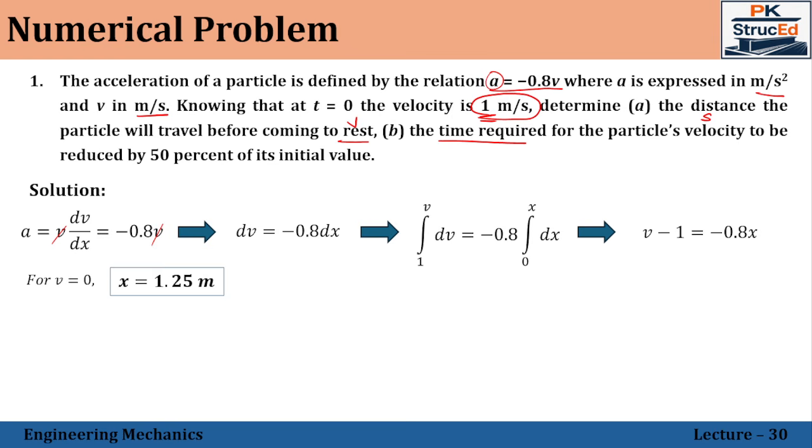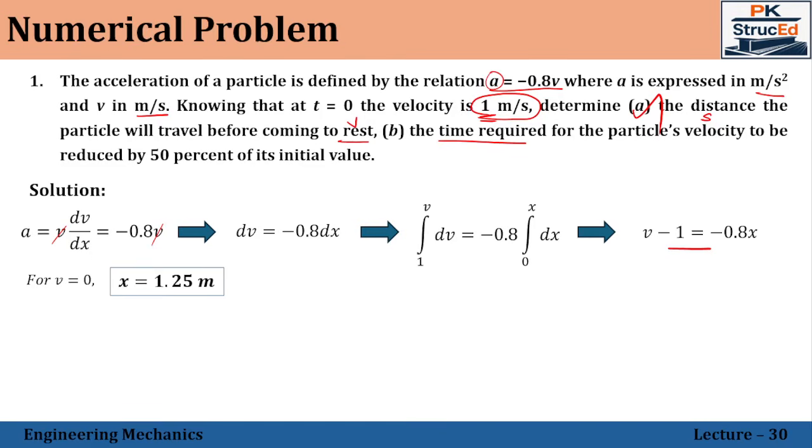Here they are asking for the distance before coming to rest, which means the final velocity is 0. So for v is equal to 0, substituting, we get minus 1 is equal to minus 0.8 x. Solving, x can be calculated as 1.25 meter. That is the distance traveled by the particle before it comes to rest. So the first question is over.